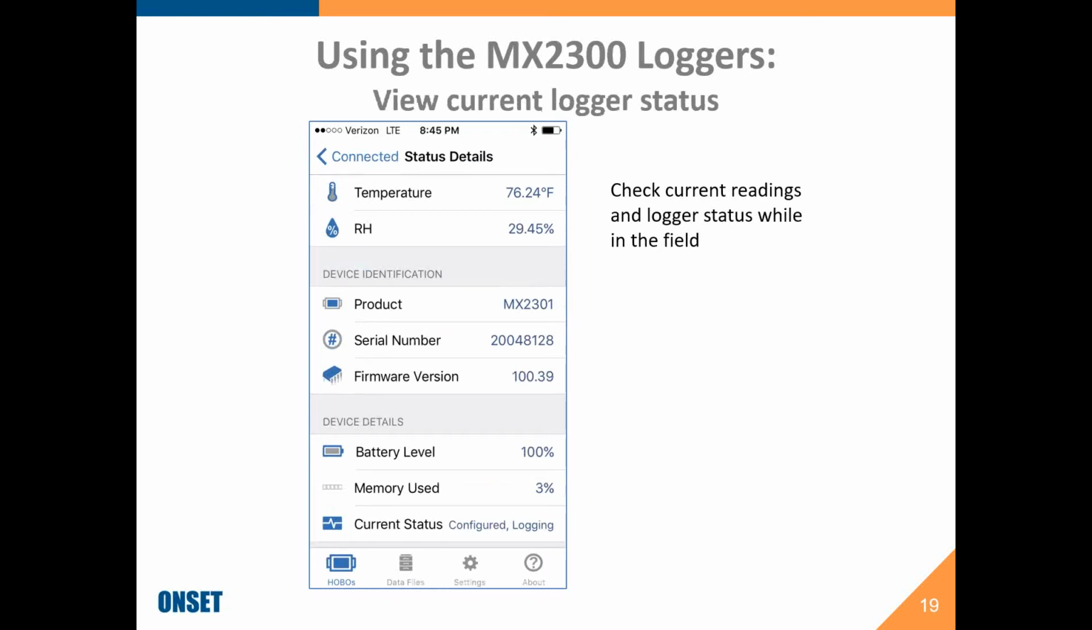Now, if you want to go out and check the status of the logger while it's deployed, you can use the status details screen. And here you can see it's showing the temperature and the humidity, it's showing the device identification, and it's got some details down below, like the battery level, the amount of memory used, and the fact that it's currently logging. So it's a nice confirmation that things are going okay. And it's also a way of checking that your sensors are still good. If you're getting some wild readings, that may be a sign you need to replace the logger. And it's better to know that sooner rather than later.